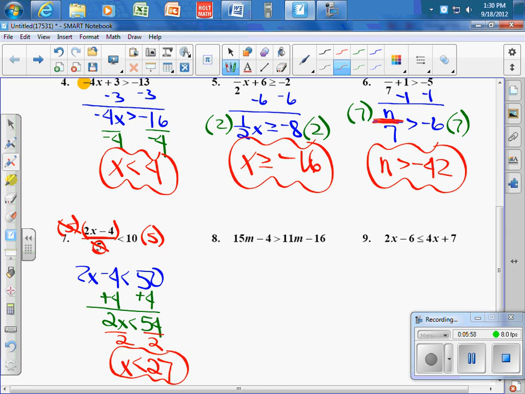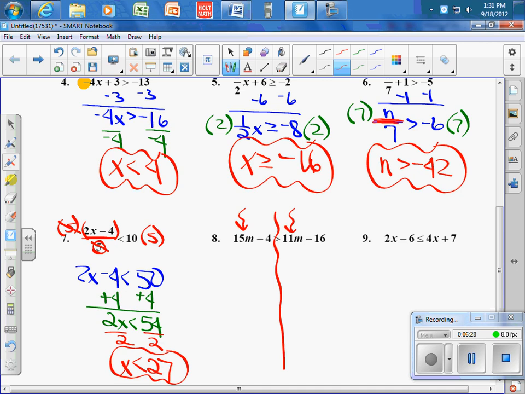Now, what's different about number 8? What's different here is the fact that we have variables on both sides of the inequality sign. Well, the rule is that, at least for me, I always want to have my variable on the left-hand side of the inequality sign. That means I want to cancel them out on the right side. I always, or at least almost always, cancel the variable on the right.